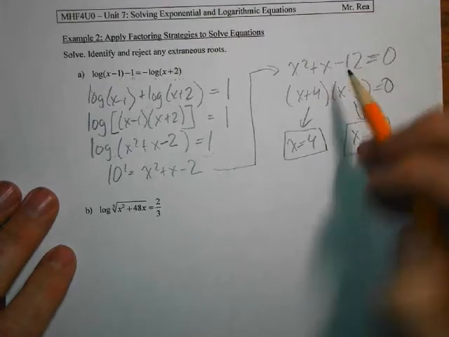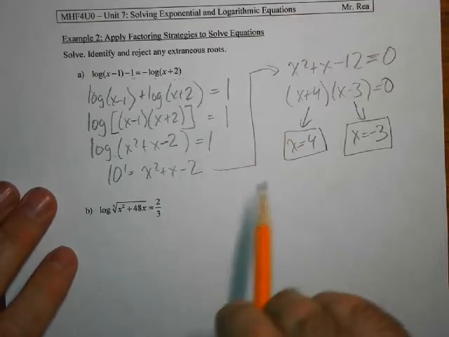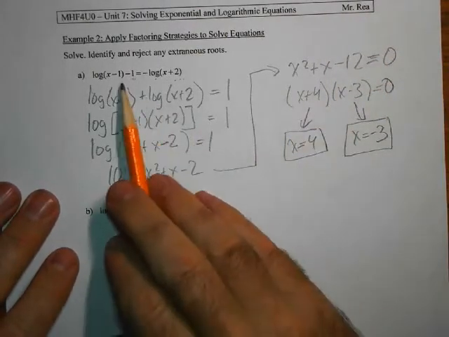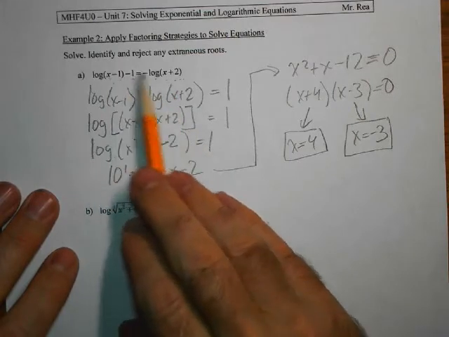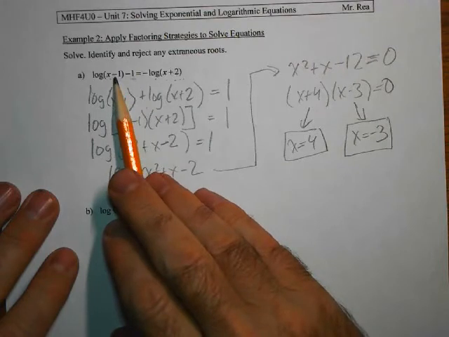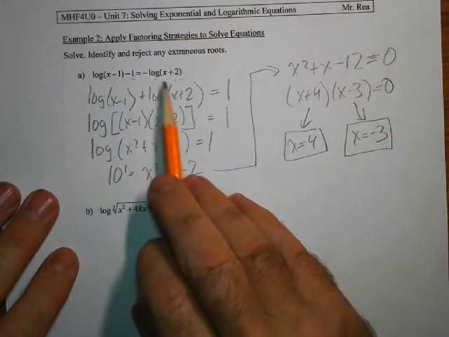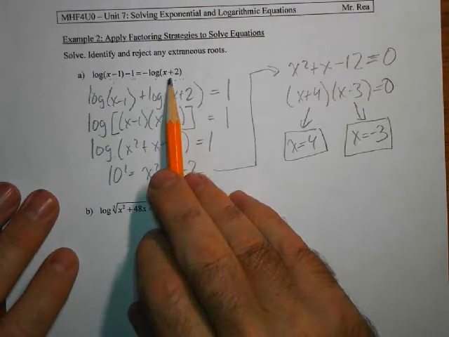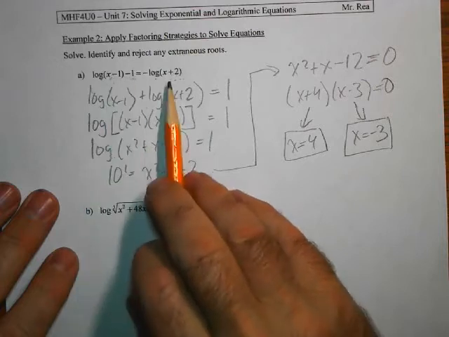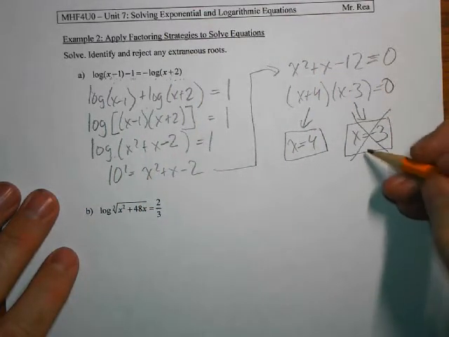So our solutions are x equals 4 and x equals negative 3. However, remember we want to check if these are extraneous, in other words, invalid solutions. So we go back to the original equation. You notice the x is basically what we're taking the log of. So if I plug in a 4 here, this turns into the log of 3 and the log of 6. That's okay. But if I try the negative 3, I get the log of negative 3, log of negative 1. So this is extraneous.